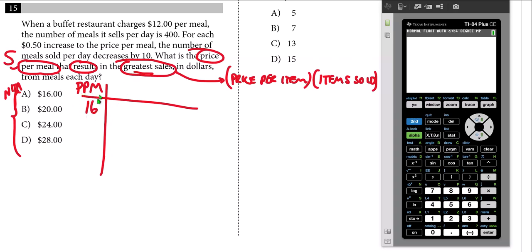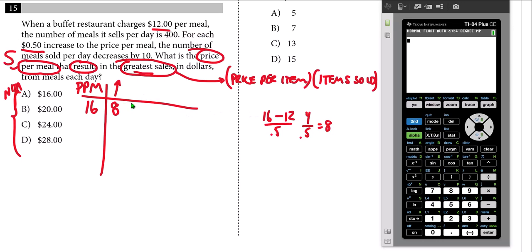So let's say our price per meal is $16. What we can figure out from that $16 is how many 50-cent increases in the price per meal we made. If we go from $12 per meal to $16 per meal, that's $4 in total dollars, which means we have increased 8 times. I'm just going to draw a little up arrow here that will stand for my increases. We've increased 8 times. We could do this mathematically. We could do 16 minus 12 divided by 0.5. So that's that $4. I said we went up $4. We divide by 0.5 and we get 8.